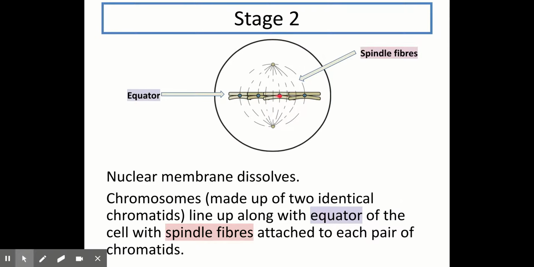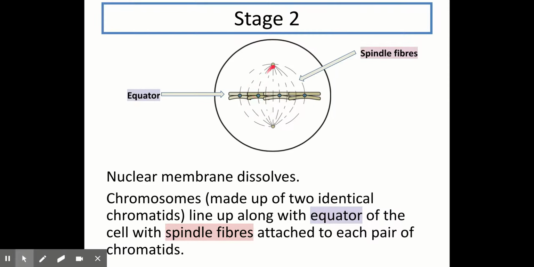So this is not the middle of the nucleus, this is the middle of the cell, and this part of the cell is called the equator. The way to remember this is to think about a globe of the world. The equator is the part around the middle. So the chromosomes line up along the equator once the nucleus is dissolved.